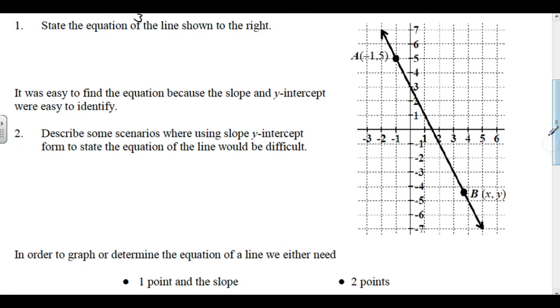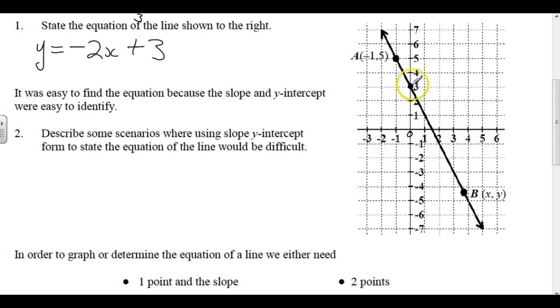State the equation of the line shown to the right. Okay, so here's 0. Here's my y-intercept at 3, and my slope is 2 down and 1 to the right. So y equals negative 2x plus 3. It's easy to identify the equation because the slope and y-intercept were easy to find, right? I mean, look, there's 0, that's the y-intercept, and the slope is easy to find.